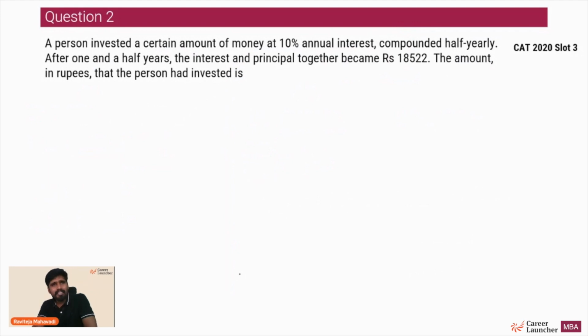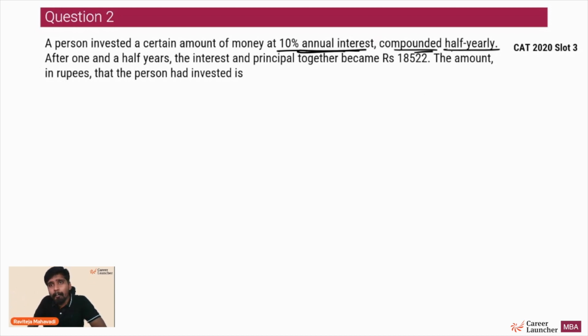A person invested a certain amount of money at 10% annual interest, compounded half yearly. So compounded half yearly, this is where it becomes tricky, right? Some of the students will probably not know what to do in such a case. I'll tell you what to do. Look at this, 10% annual interest. What does this literally mean? It literally means that it will grow by 10% in one year.